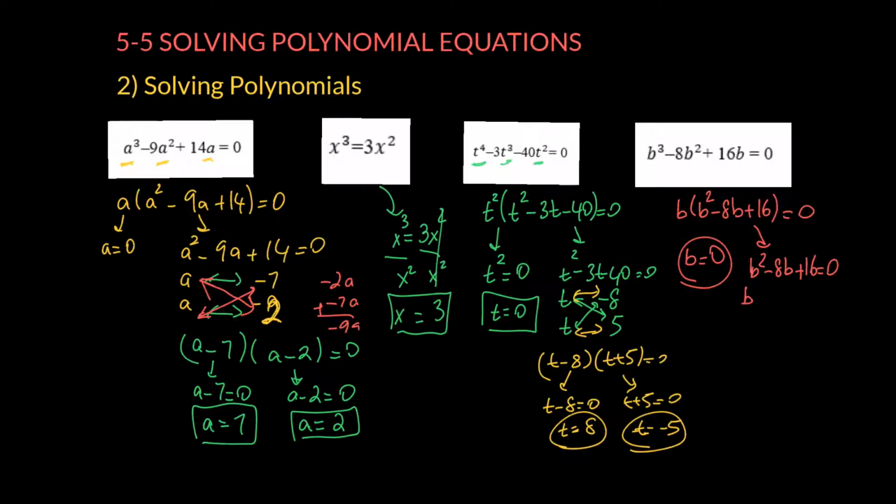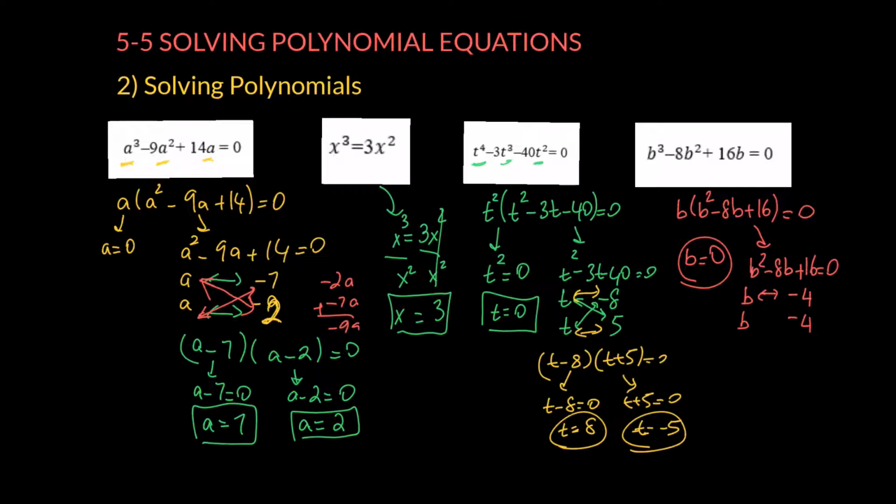b² can be written as b times b. 16 can be written as 4 times 4. The sum is going to be negative 8. When I multiply these numbers, I need to get positive 16. So the numbers I am looking for are negative 4 and negative 4.